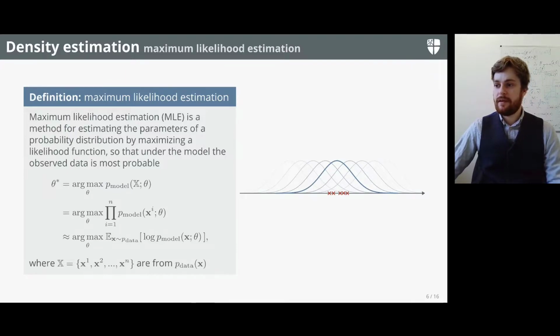So therefore we can conveniently change that product into a more convenient sum. As in the last lecture, we can't do this over the entire data distribution. So instead we tend to do an empirical estimate, using just the observations x sampled from the data, and take the expectation over it.